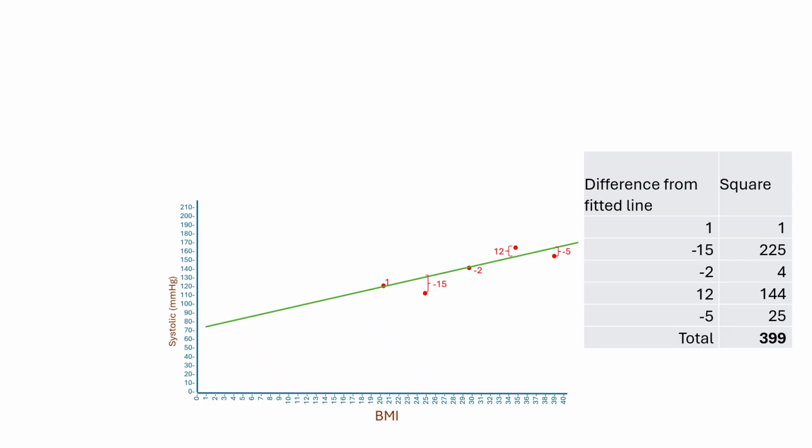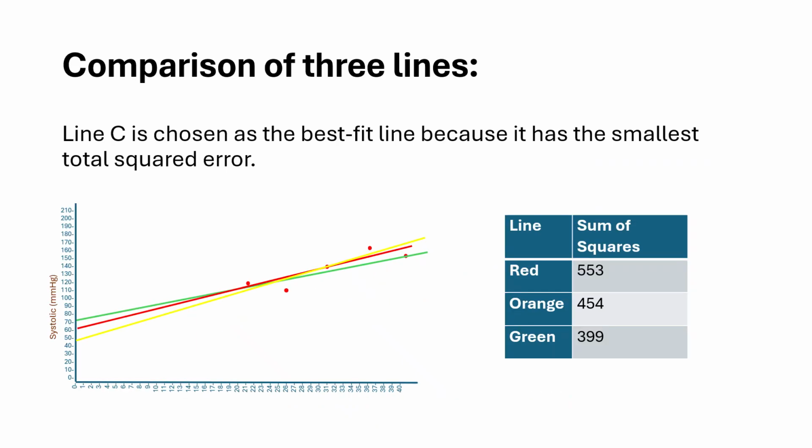Of course, this process is handled by a computer, and of course it is much more complicated than the one which we are doing. The computer can do thousands or millions of calculations per second compared to us, which will be much slower. But I just wanted to show you the process which computer does to find the best fitting line to the observed values. So again, the green line, this line C, is chosen as the best fitting line because it has the smallest total squared error, which was 399.